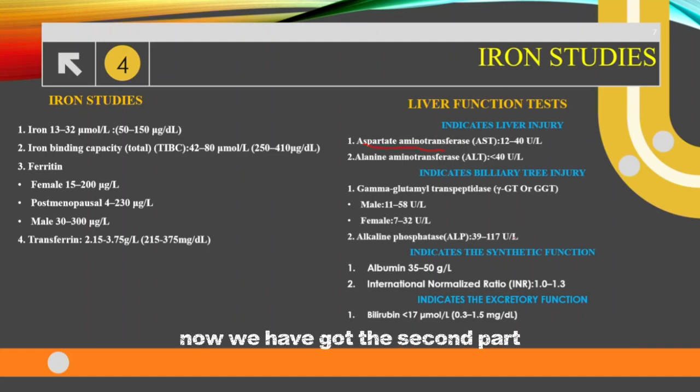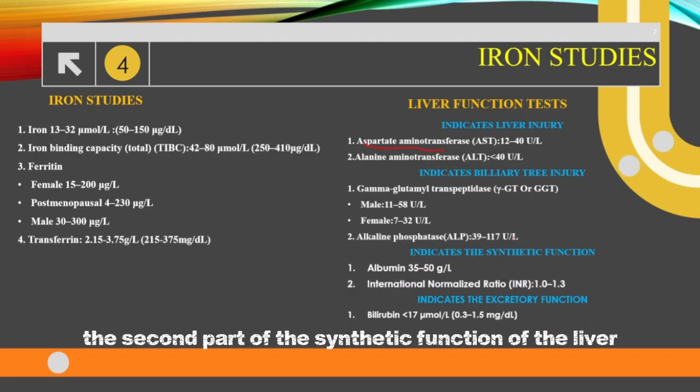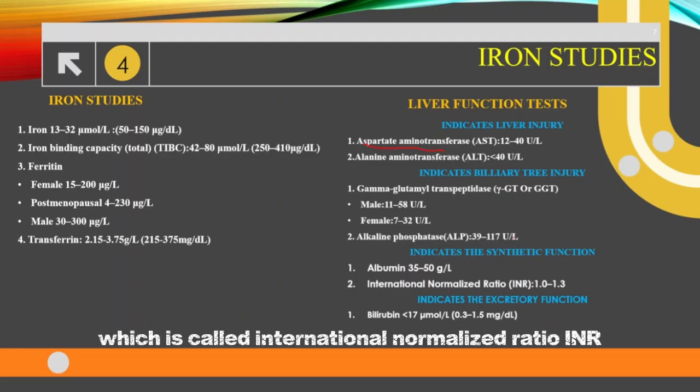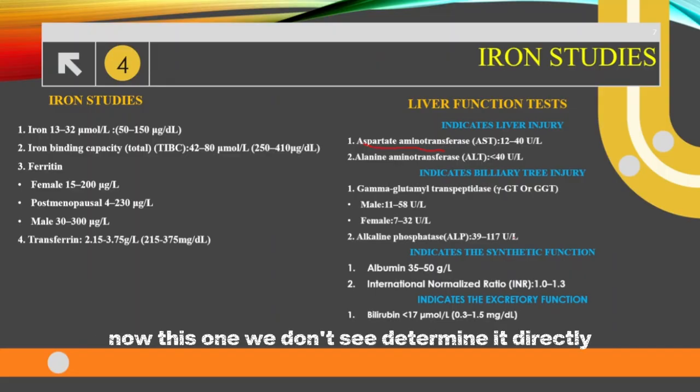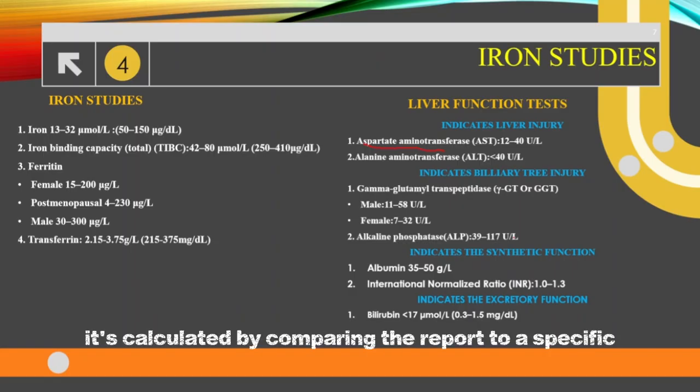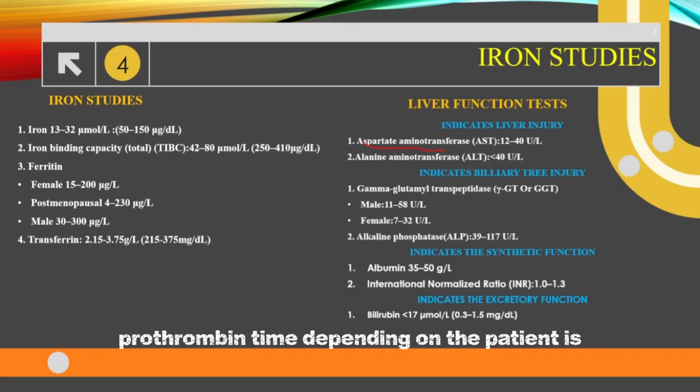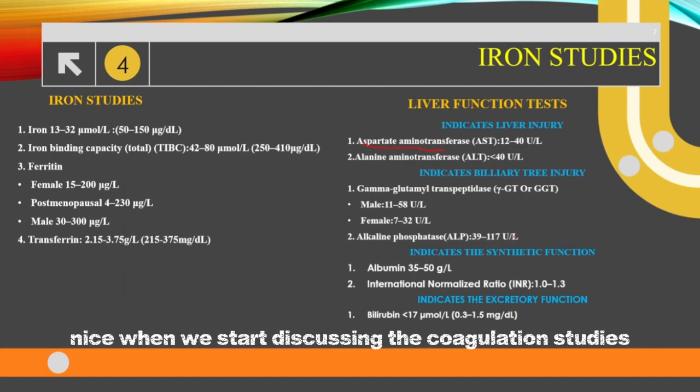Now we have the second part of the synthetic function of the liver, which is called the international normalized ratio (INR). So INR, the normal is 1 to 1.3. Now this one we don't determine directly; it's calculated. It's calculated by comparing the laboratory-specific prothrombin time, depending on what the patient is, to a standardized prothrombin time. I'll teach you about this next when we start discussing the coagulation studies. So that's about the international normalized ratio.